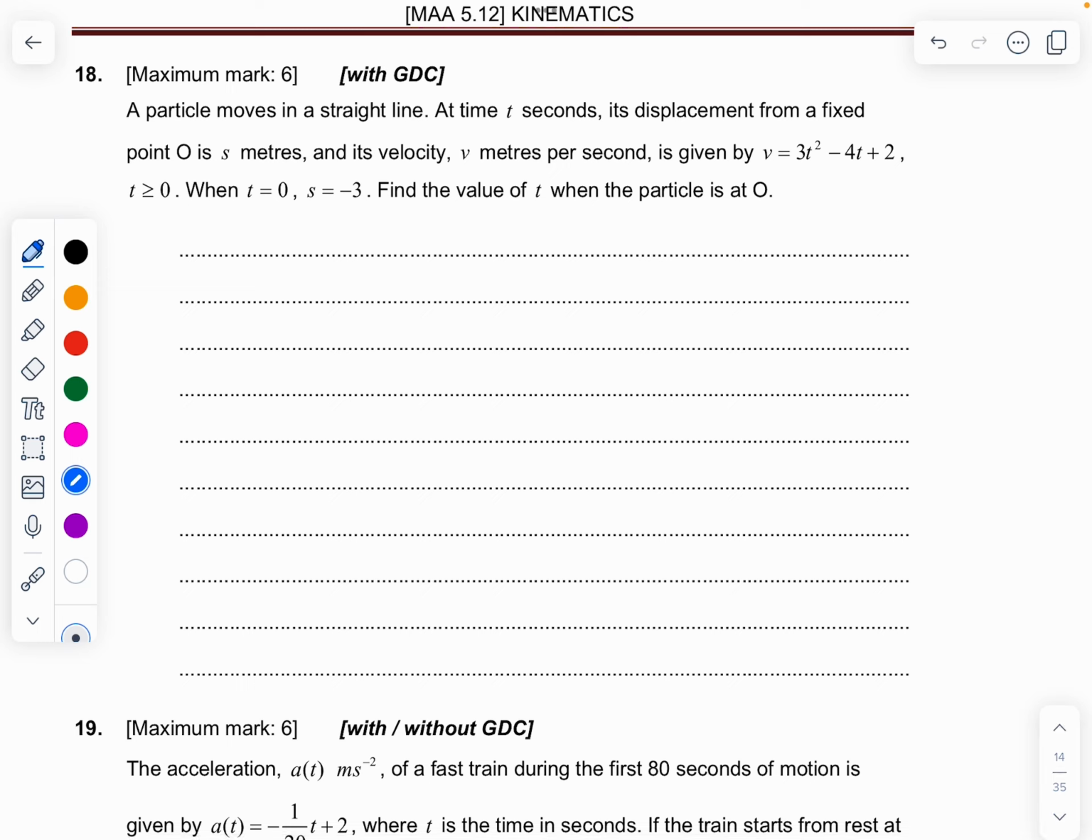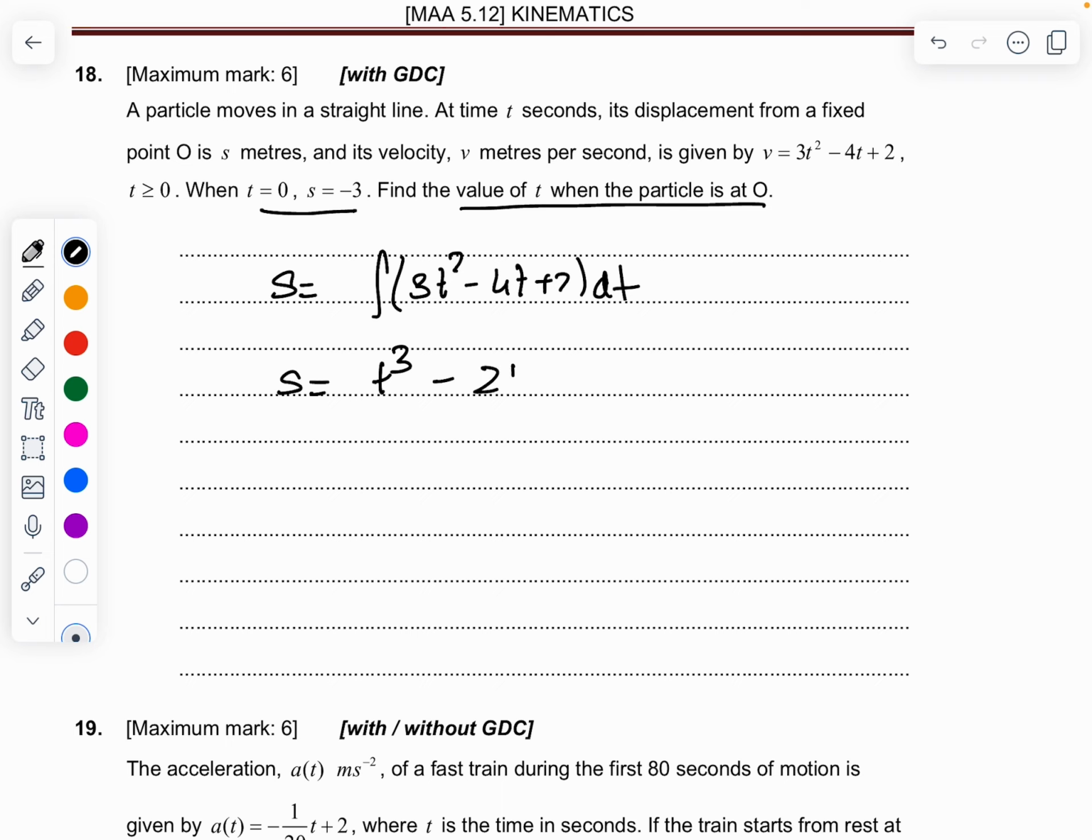Question number 18. A particle moves with a velocity this much, and when t equals 0, s is minus 3. Find the value of t when the particle is at the origin. So s is, first of all, the integral of 3t square minus 4t plus 2 dt. So s equals t cube minus 2t square plus 2t plus c. s of 0 equals negative 3. So negative 3 equals 0 plus 0 plus 0 plus c. So c equals negative 3.